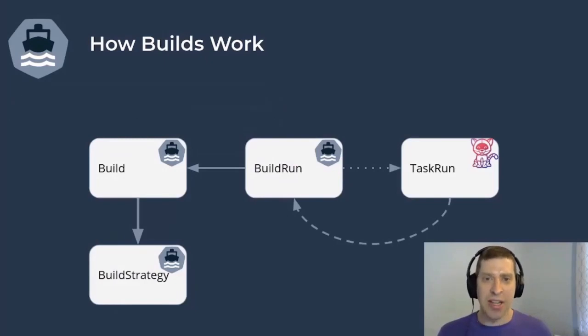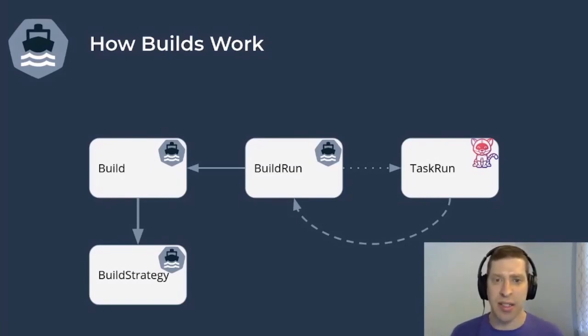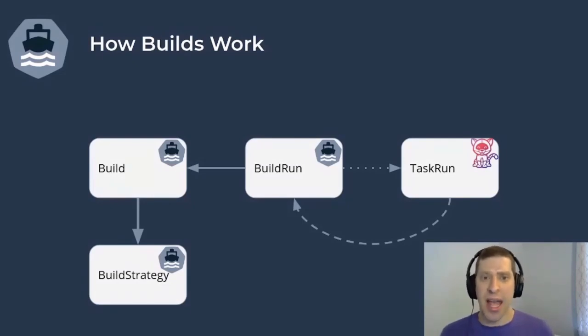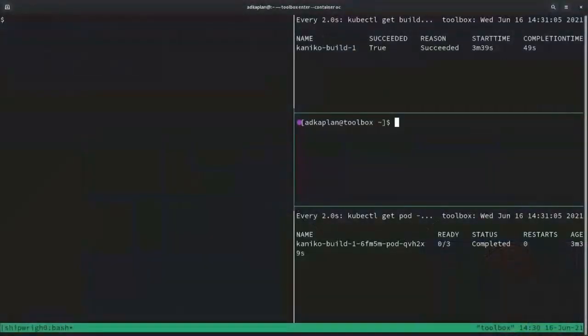Our build API in Shipwright is used to generate a Tekton task run with an inline task specification. The task run, in turn, creates a Kubernetes pod whose state is reported in the task run status. Shipwright reads the task run and combines its status into the build run status. Let's go back to my terminal.